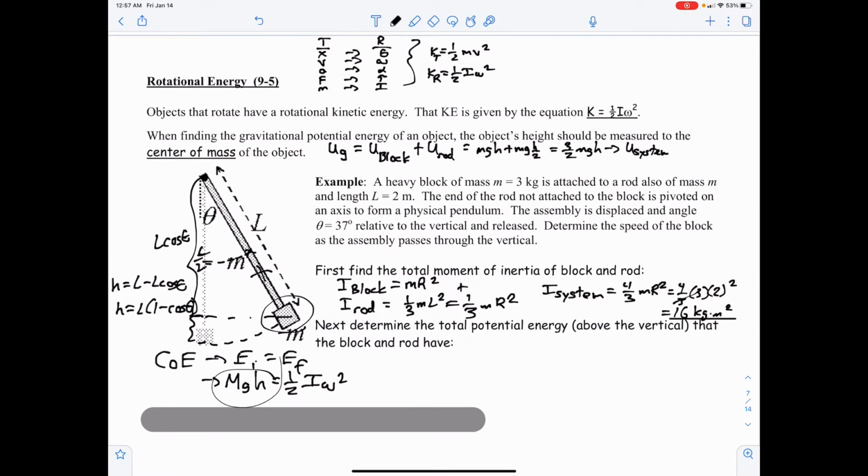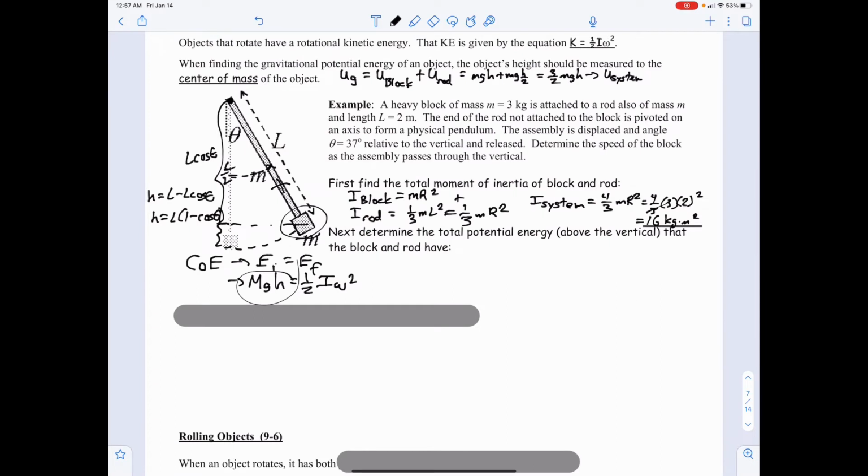Okay, so we'll need that. Okay, so here we go. I'm going to take this all down here. So in place of potential energy, I'm not going to write it that way. I'm going to write 3/2 mgh, but instead of h, I'm going to write the equivalent for h, which is L times the quantity of 1 minus cosine theta. So all of that is our potential energy of the system.